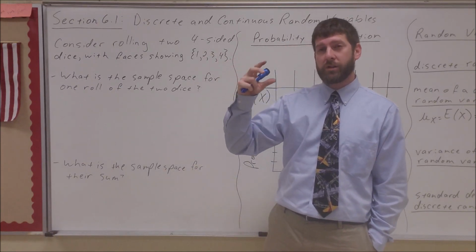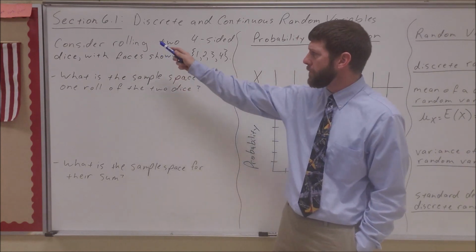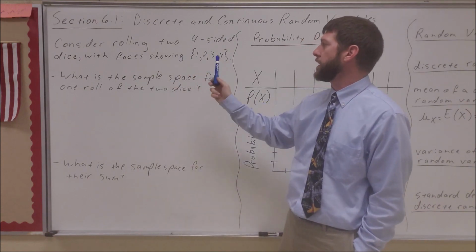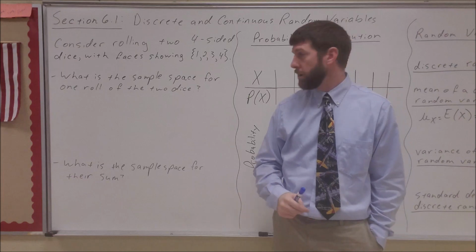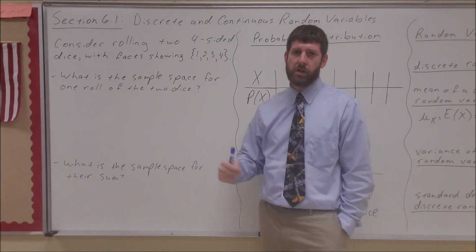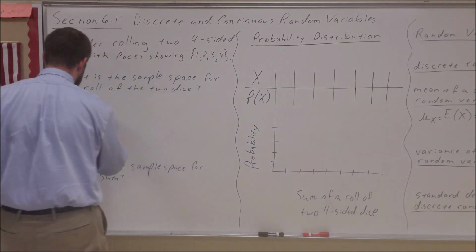So let's just start with trying to create a sample space of a random event. Consider rolling two four-sided dice with four faces showing 1, 2, 3, 4. What's the sample space for one roll of the two dice? So what are the possible outcomes, that's all sample space means, for what we could get from those two dice. So just kind of listing them out.